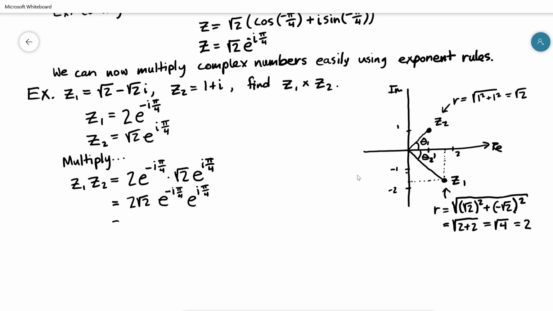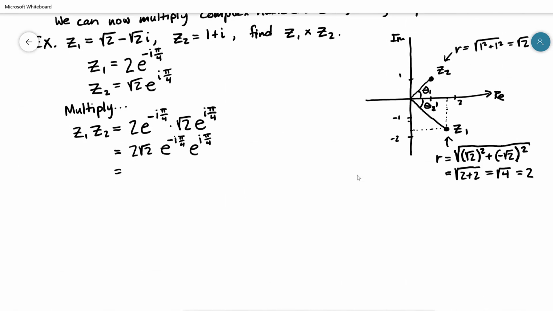So in this case, I will have my 2 root 2 out front, and I'll have e to the power of negative I pi over 4 plus positive I pi over 4. And what happens when I add those two together? That's 2 root 2 times e to the, well, they just cancel each other out. One's positive, one's negative. They're the same value. That's e to the 0. And what is e to the 0? That whole piece is just 1. So this is just 2 root 2. The result of multiplying these two complex numbers is just 2 root 2.